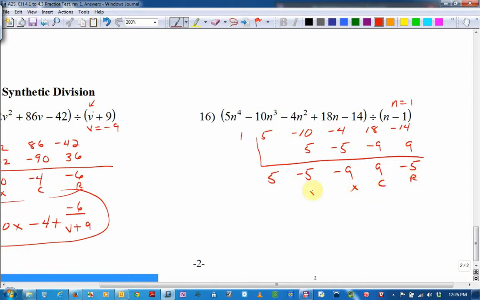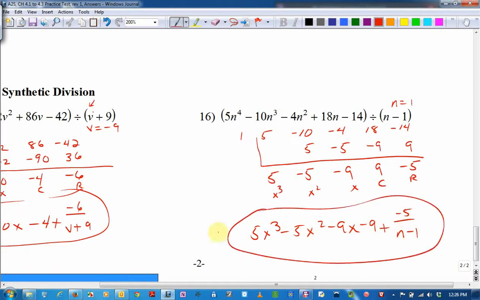Constant, x squared, x cubed. So 5x cubed minus 5x squared minus 9x minus 9 plus a negative 5 all over my factor. Wait, this is a plus 9. Sorry, that 9 there is plus, so that's a plus. And that's it.